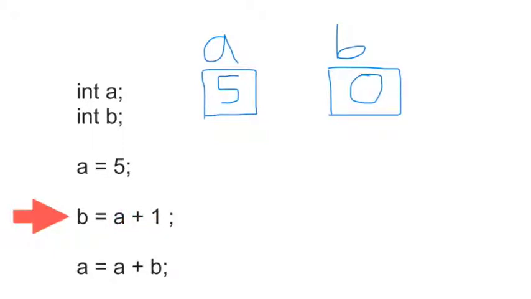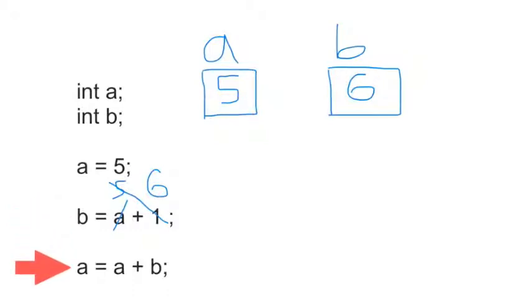So what we're going to do then is first replace a with its value, and now we see what our expression really says is 5 plus 1. And 5 plus 1 evaluates to 6. So really what this statement says is b equals 6. So now the memory location for b, which used to hold 0, will now contain the value 6. Now we can move on to the last line of the program.